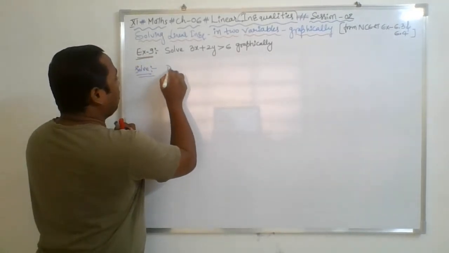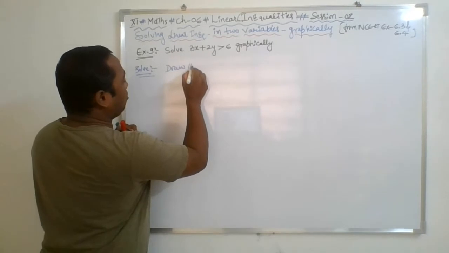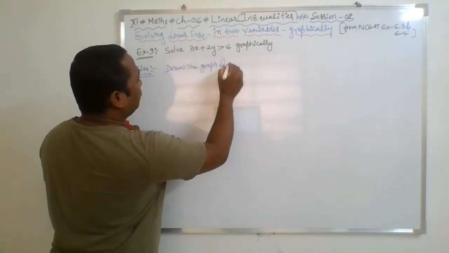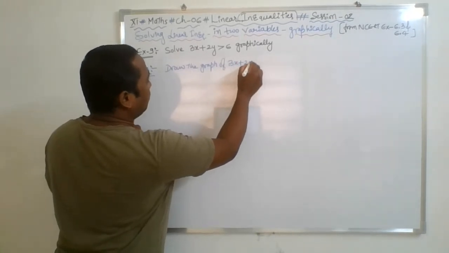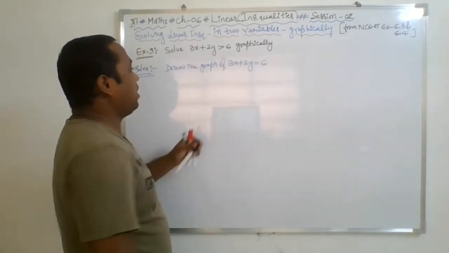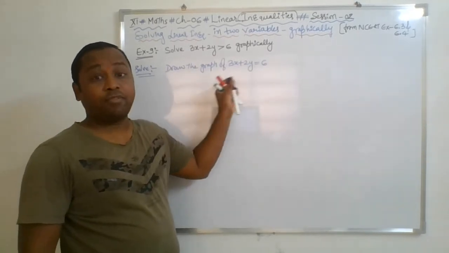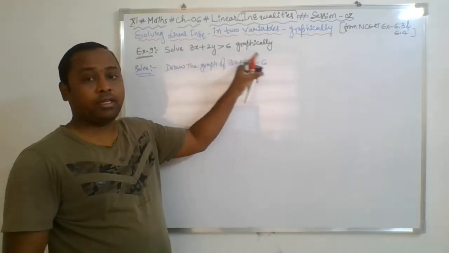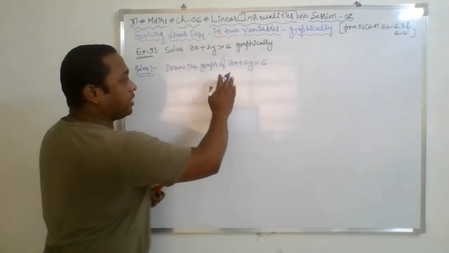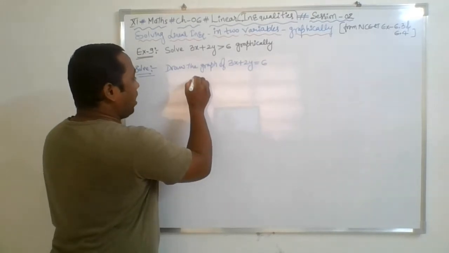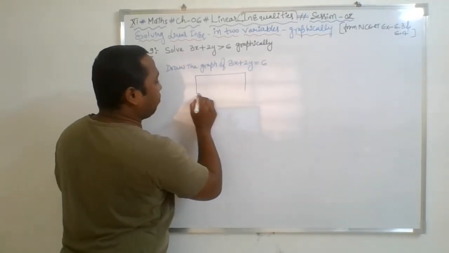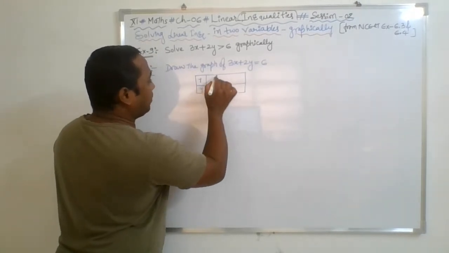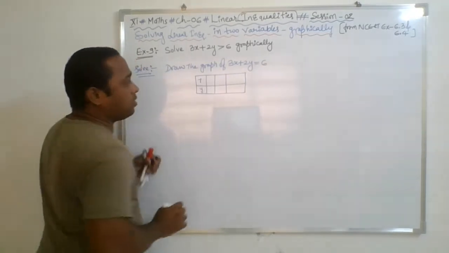So first of all, we should draw the graph of 3x plus 2y equal to 6. So first we'll draw the graph of the equation, then we'll find the solution of the inequality graphically. If it is an equation, I don't think I should explain how to plot the points, because you know very well how to get the points. I require 3 points on the graph.